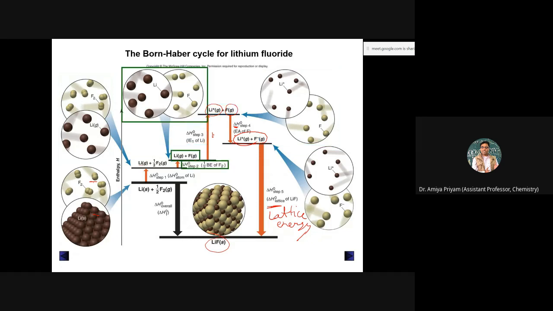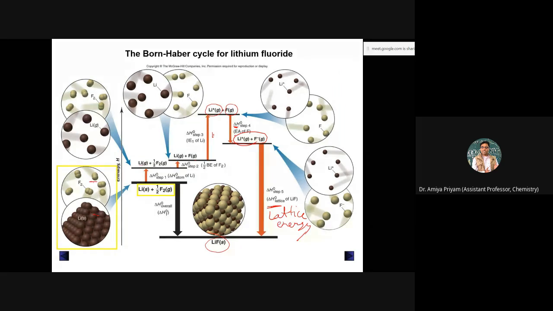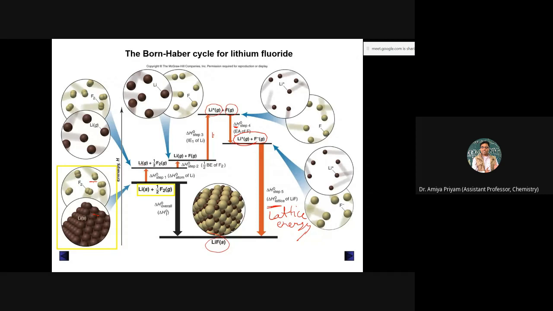So first thing, how do you make a Born-Haber cycle? Native state of the elements. Lithium is solid, fluorine is gaseous. Fluorine exists as F2 molecules. So I must first convert both of them into gaseous atoms. Lithium is solid, and converting it into gaseous requires solid to gas, that is sublimation. For fluorine, it is the energy of dissociation, F2 to F. So the second step is dissociation energy.